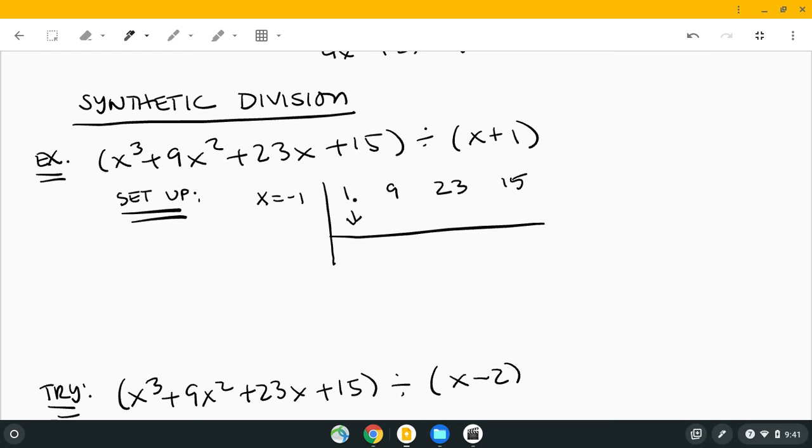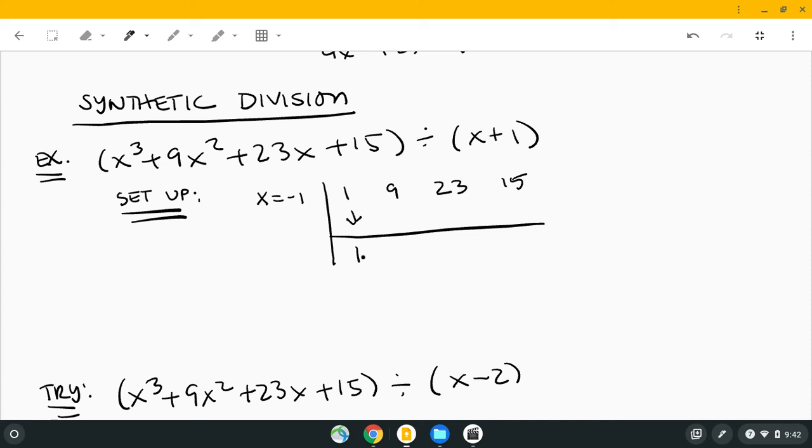Okay, so the way you do synthetic division is we're going to go ahead and bring down this one. Okay, whatever number this is. If it's a 1, if it's a 2, a 5, a -3, whatever number this is. Okay, and remember, this is the coefficient up here. 1, 9, 23, 15. Okay, whatever this number is, bring that down.